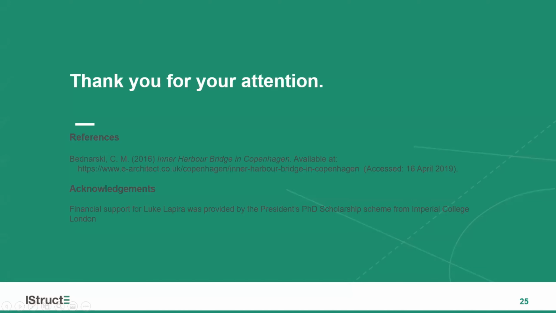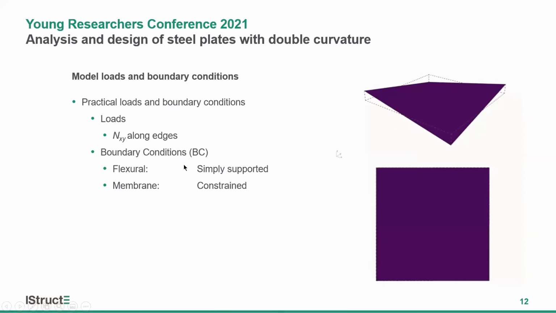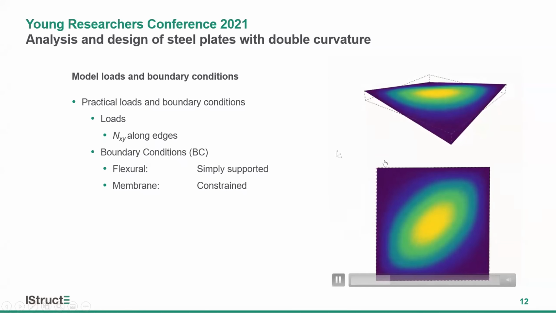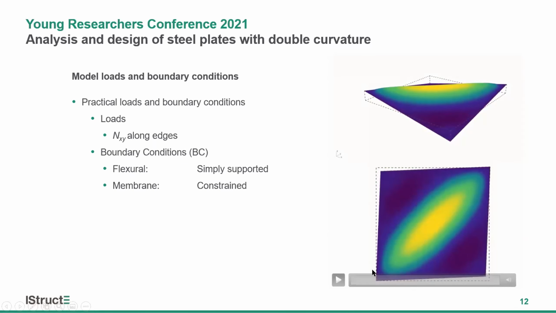Sure. For the flexural boundary conditions, I'm looking at simply supported boundary conditions. And for the membrane boundary conditions, I'm looking at a constrained edge. So as you can see in this animation here, when the shear load is applied to the edge, the edges are constrained to remain straight, but they can change axially.